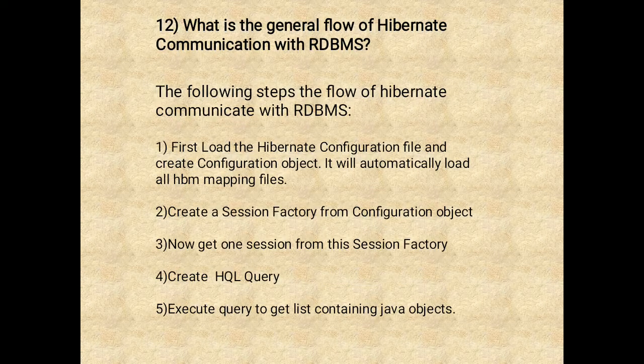The next question is, what is the general flow of Hibernate communication with RDBMS? The following steps are the flow of Hibernate communication with RDBMS. First one, load the Hibernate configuration file and create a configuration object. It will automatically load all the HBM mapping files. Next one, create a session factory from the configuration object. Third one, now get one session from this session factory. Fourth one, create an HQL query. Fifth one, execute the query to get a list containing Java objects.